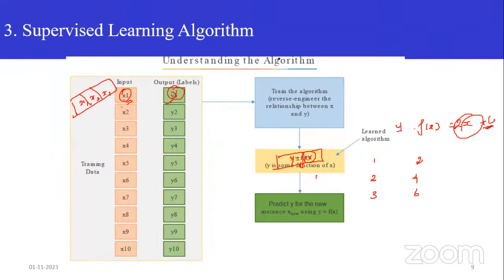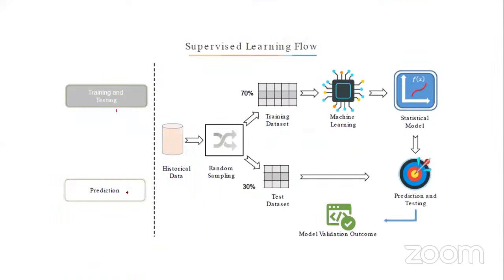So this is the supervised learning algorithm. The supervised learning algorithm will have two phases: one is training and testing, then prediction. So what is the data set that we have? We will split it as 70 and 30.